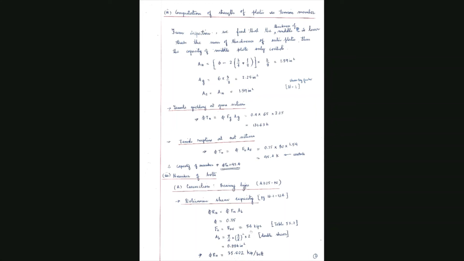Now this is available to you. You could open page 16.1, page 120. You can find the value of Fnb. It is 54 for A325N. And AB is calculated as the area of shear planes.